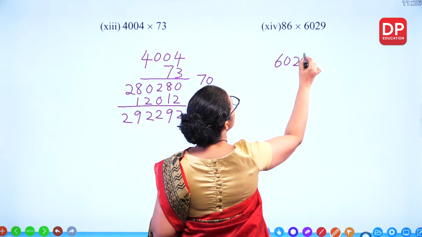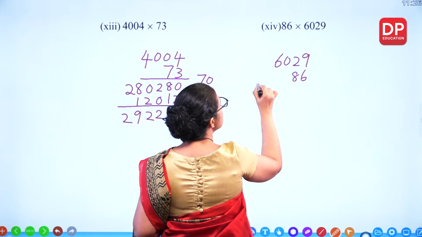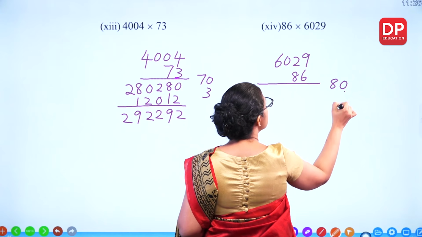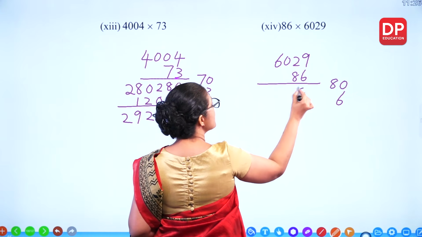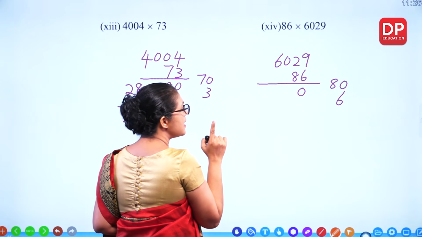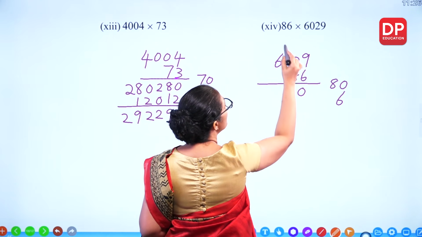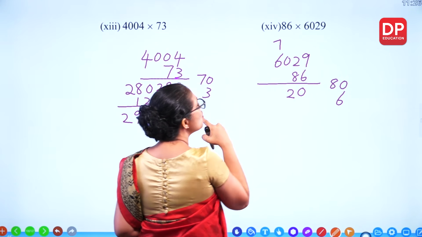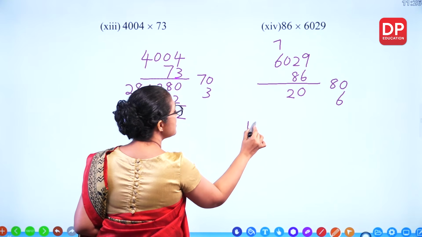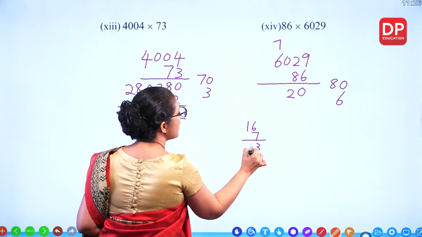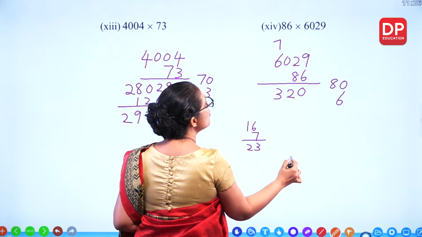6,029 multiplied by 86. 80 and 6. Put a 0 and multiply by 8. 8 times 9, 72. 7 remaining. 8 times 2, 16. 16 plus 7, you get 23. So 2 remaining.